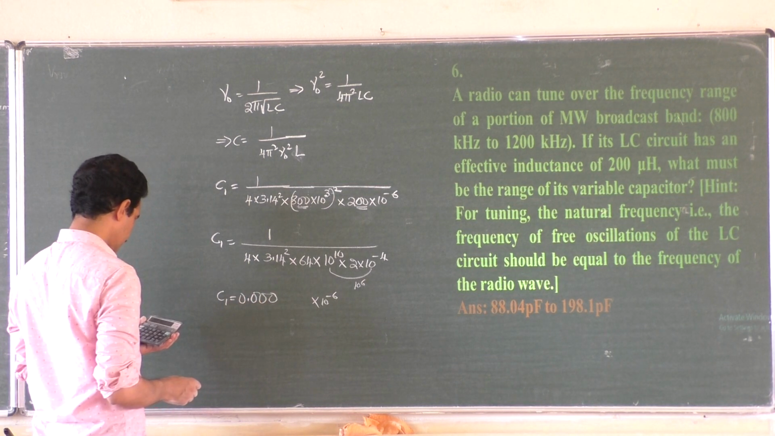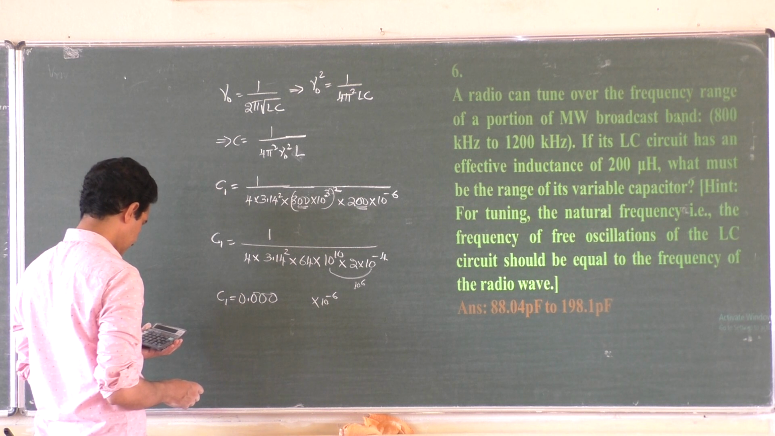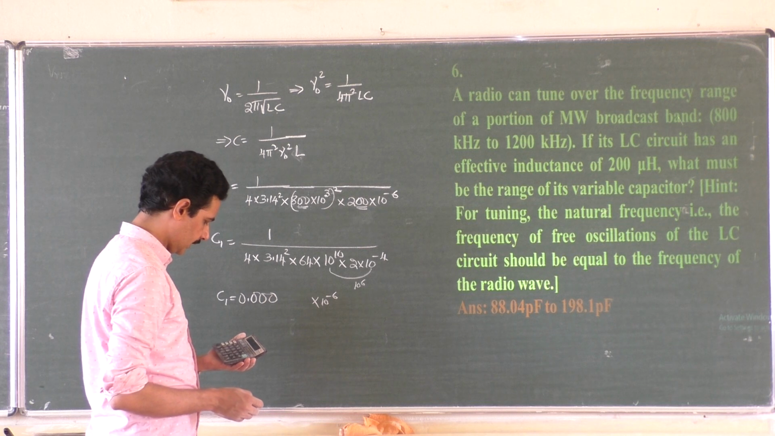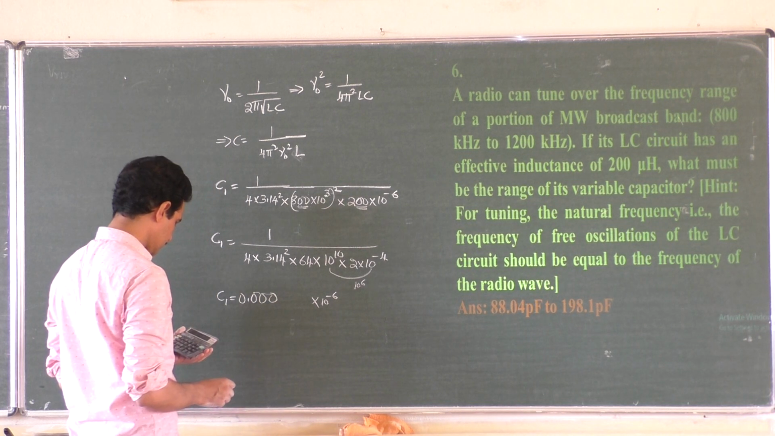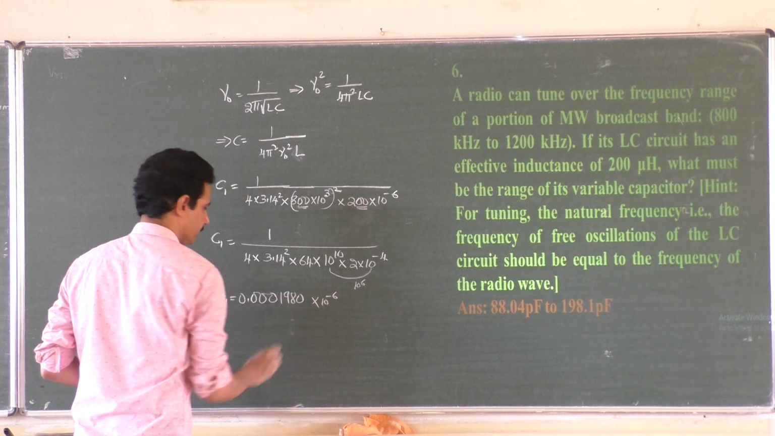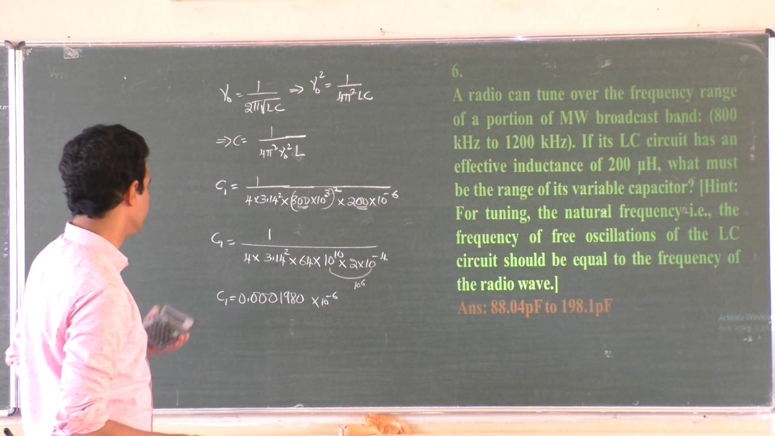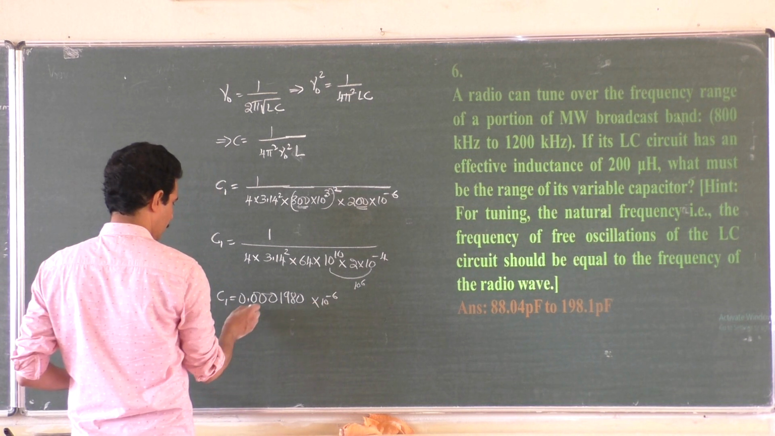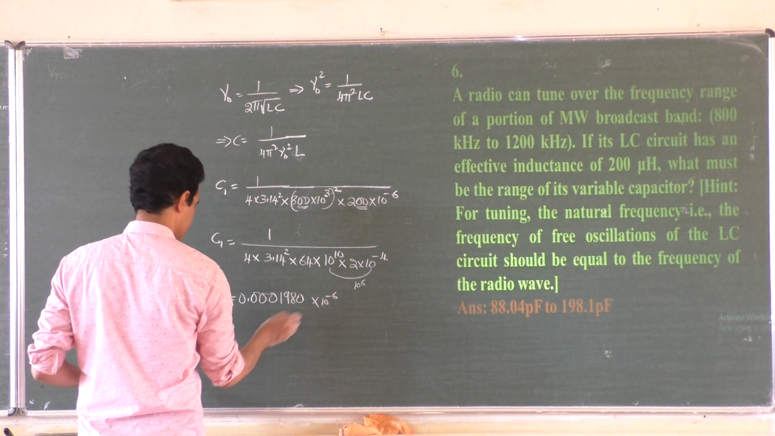0.000. Where is the decimal point? I can't see the decimal point at all. Okay, 1980. Here is the decimal point. 0.000, 1980. Enough. Are you getting that answer? Yeah. Okay, minus 6. I will take one more: 1, 2, 3, 4, 5, 6.